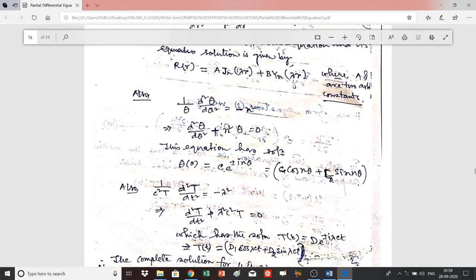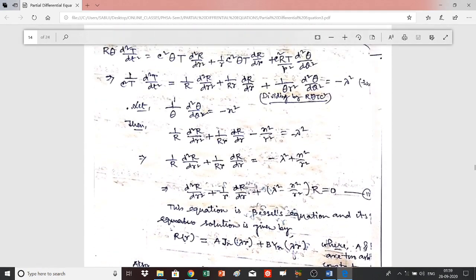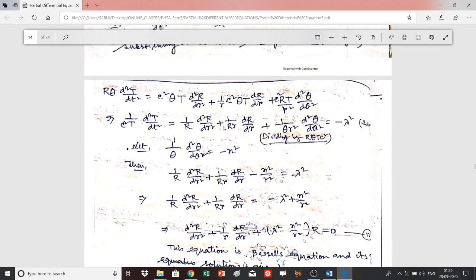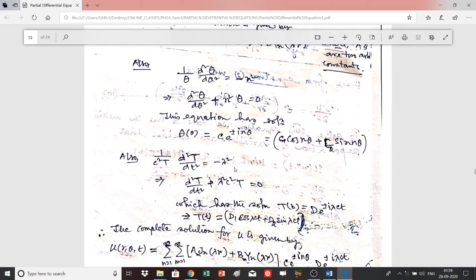And also from the left hand side, that is this term, this term is equal to this term, that is equal to minus lambda square. So this term is equal to minus lambda square. That is here, minus lambda square. So from here, d2T by dt square plus lambda square c square T is equal to 0. After solving this, you can obtain that T function T is equal to D e to the power plus minus i lambda c t. So that can also be written as D1 cos lambda ct plus D2 sin lambda ct.